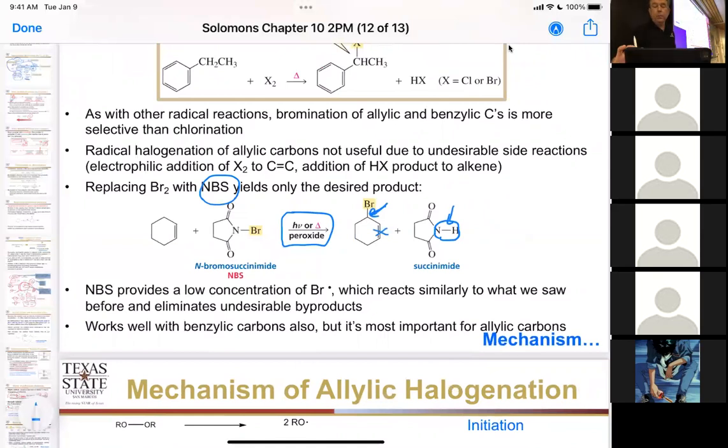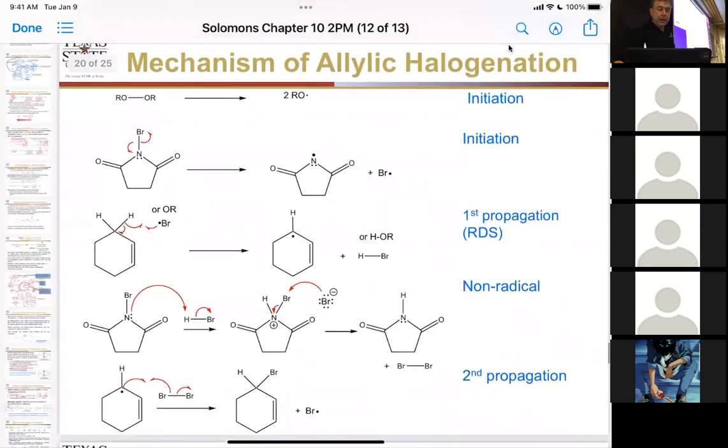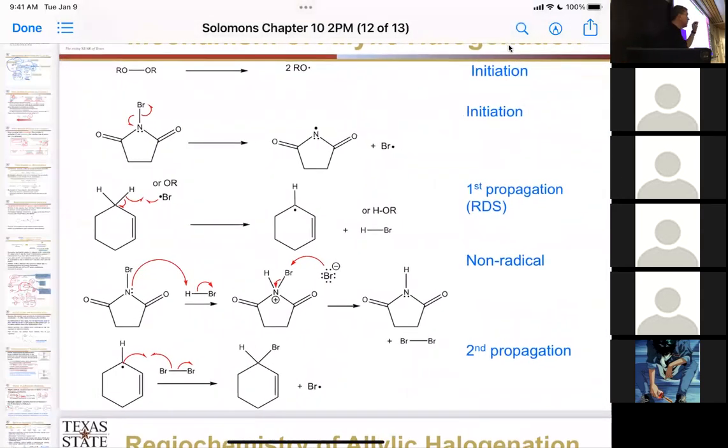Okay, so how does it work? Well, it works by keeping the concentration of bromine radical very low and keeping the concentration of elemental, diatomic bromine low as well. So let's do what we do in every radical reaction. We do an initiation step. In our initiation step, we have peroxide breaking up to form our two radicals on oxygen. Then we can have this weak bond between the nitrogen and the bromine break off to generate a little bit of bromine radical and a little bit of the succinimide radical.